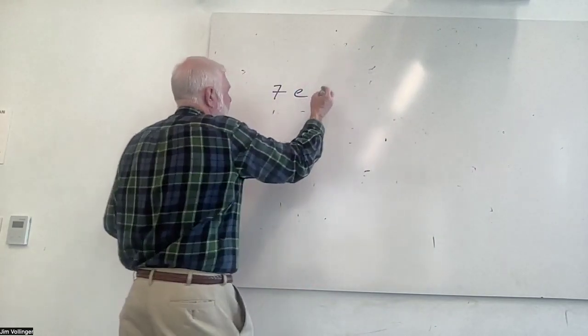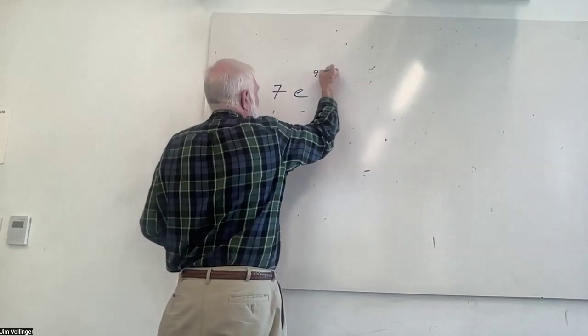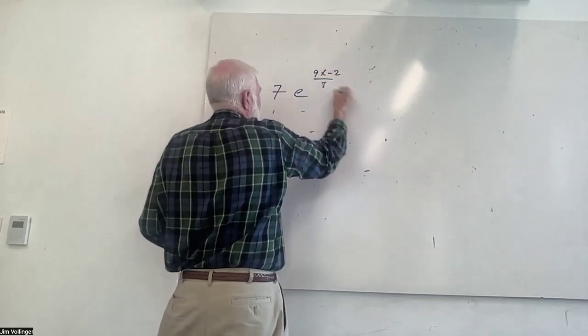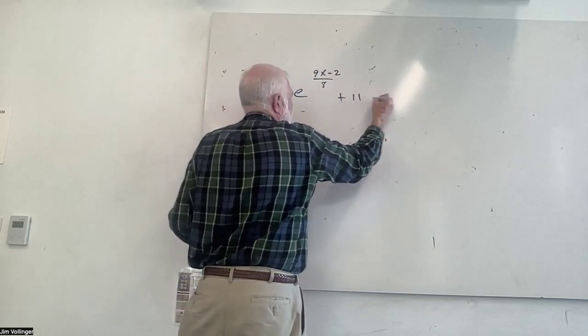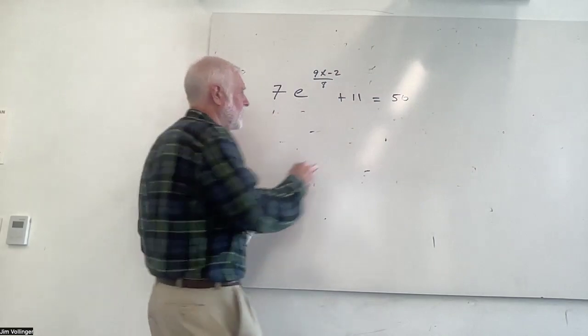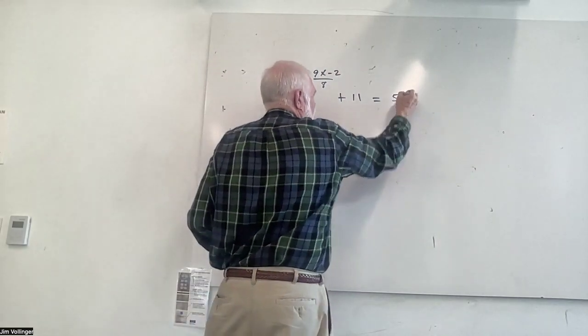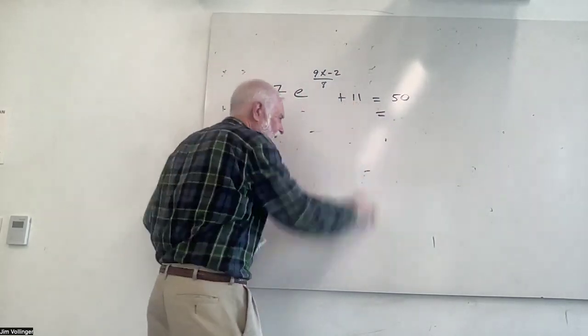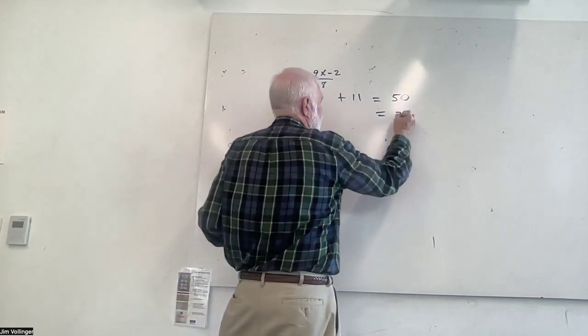See if you can solve 7e to the (9x minus 2) over 8, plus 11, equals 50. All right, let's see if we can get a quick answer there. All right. You pause the video, you try. I'll just go down the line and see if I make a mistake.